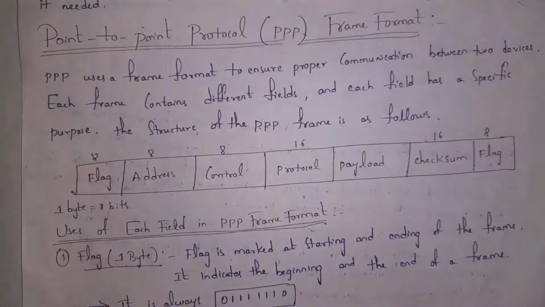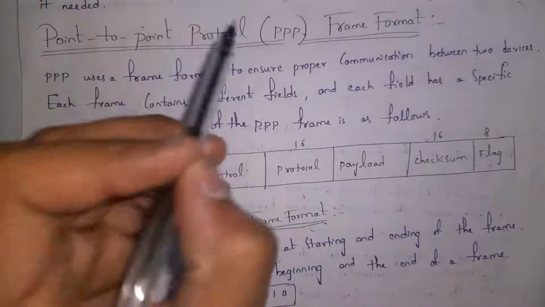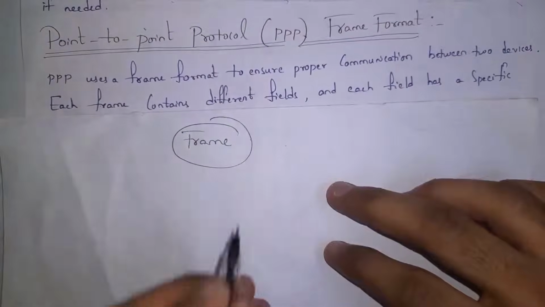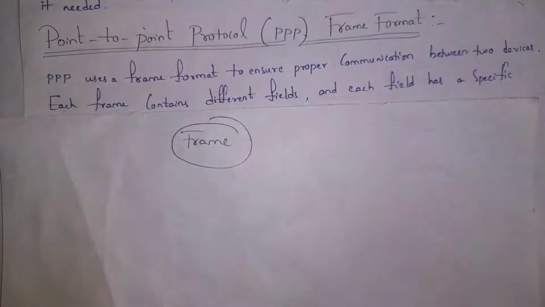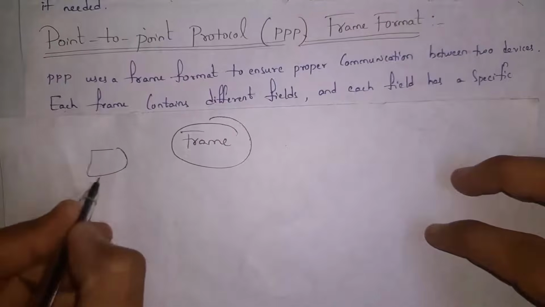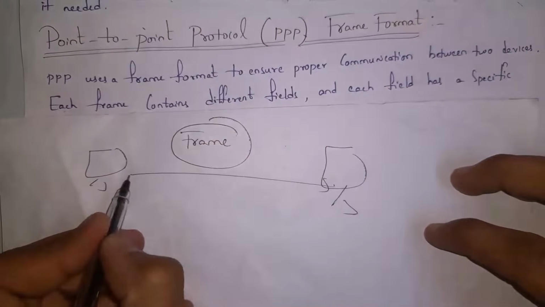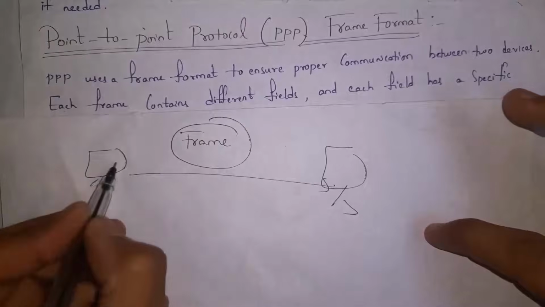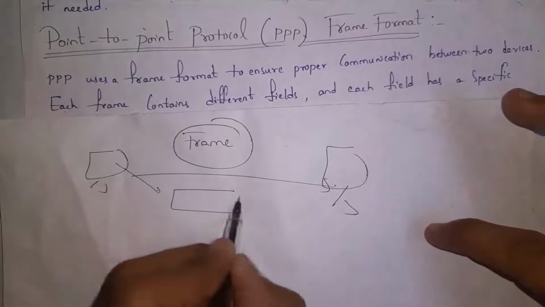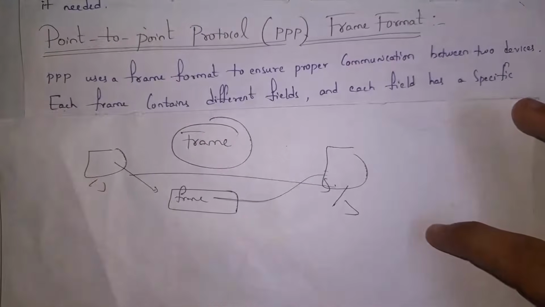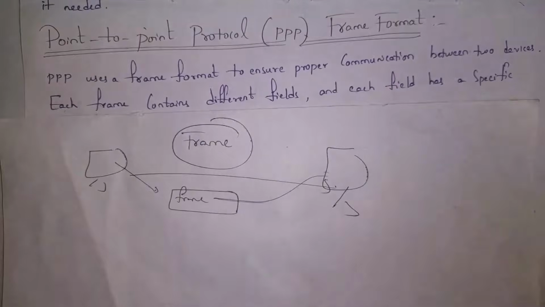Next I will explain point-to-point protocol frame format. Guys, frame is like parcel. For example, I purchased one product on Amazon. So what they will do is, they will place that product in a parcel and they will give it to me. Similarly, if one computer wants to send data to other computer, it will not send the data directly. Instead, this computer will place the data in frame and then it will transfer data. So frame is like parcel.